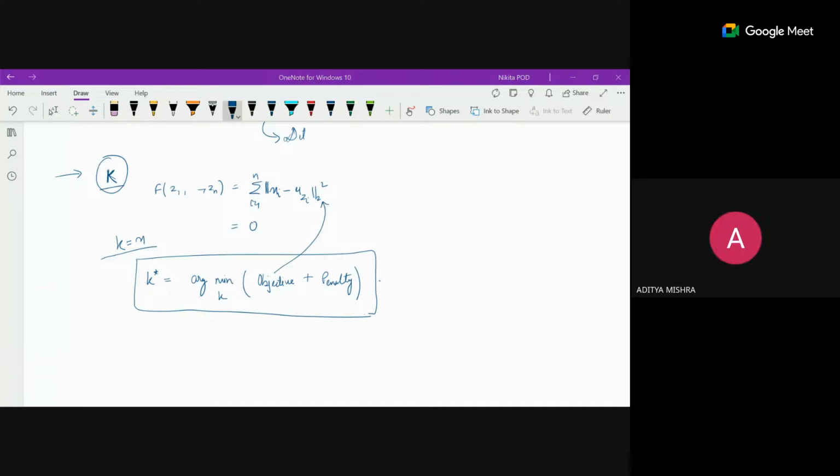And what is the penalty? Penalty is some penalty that we will give in case my number of clusters increases. As k increases, I would want to put some penalty on my objective function. Is it necessary that the penalty will be proportional to the k size? No, penalty is a function.